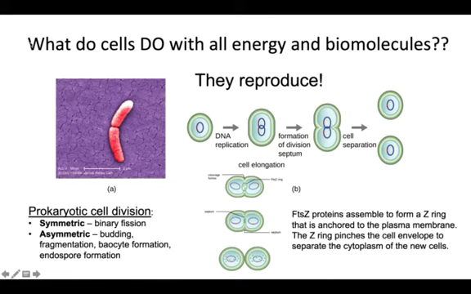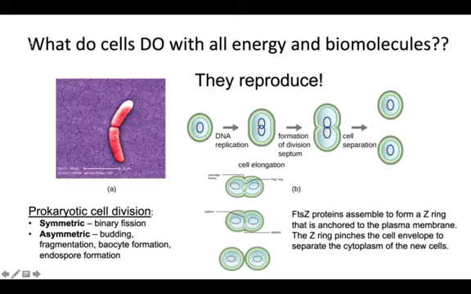Asymmetric cell division is just what it seems. You basically end up with 2 cells or more that are different sizes from the parent cell. And one way of asymmetric cell division is budding, where you have a parent cell that will develop the new cell. Usually it's extending from the original parent cell, and it's usually a smaller size, and it will break off at some point.